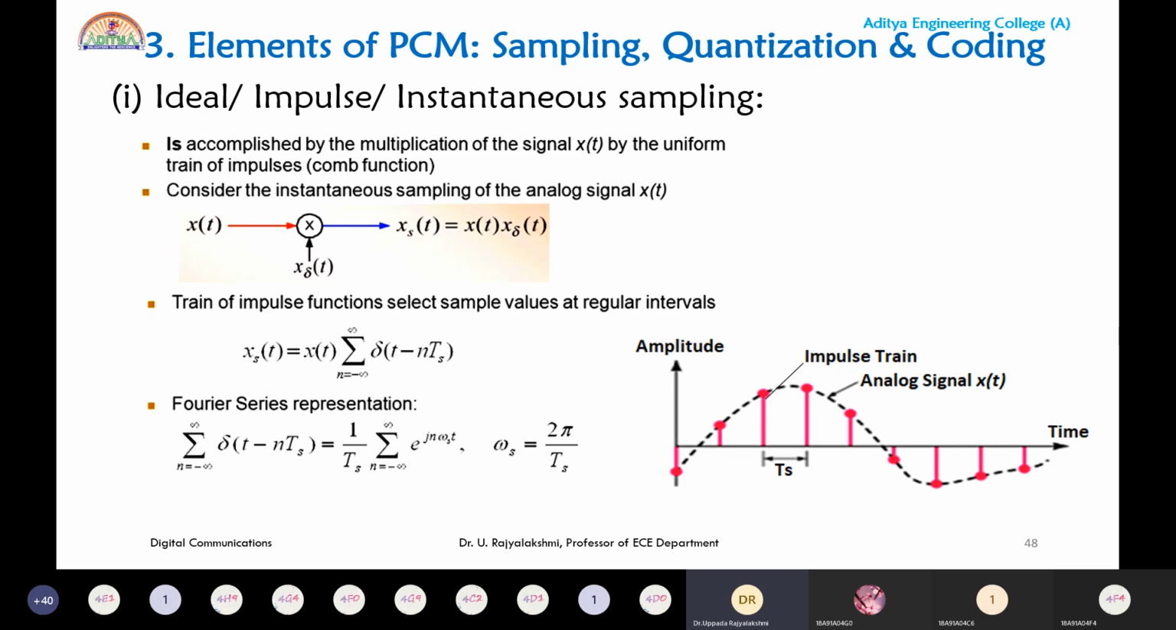The equation represented in the third point is the time domain description, or time domain representation, of the ideal sample signal.